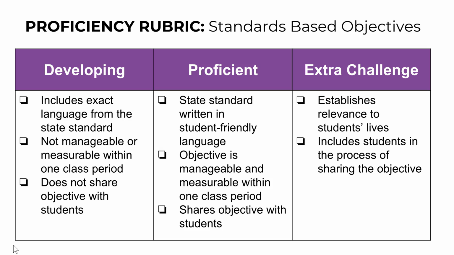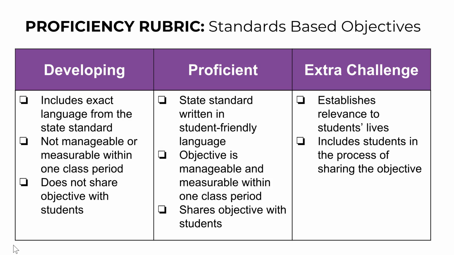So, to receive credit for this particular video module, you'll need to achieve all of the criteria in the proficient column of this rubric. So let's take a look at that really quick. To receive proficient level status in the standards-based objective, you will need to, of course, create and share an objective that you've written with your student audience. Now, this objective should be aligned to a state standard, and it needs to be written in student-friendly language so they can understand exactly what it is they're doing. Lastly, this objective must be manageable and measurable within one class period. It's a daily objective, not necessarily a unit objective.